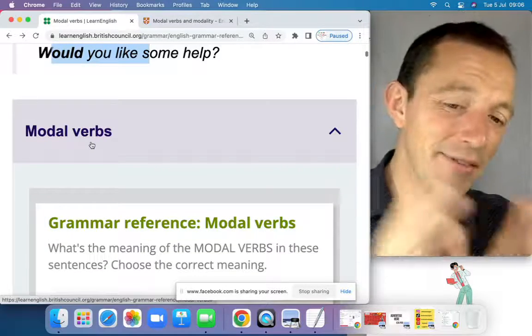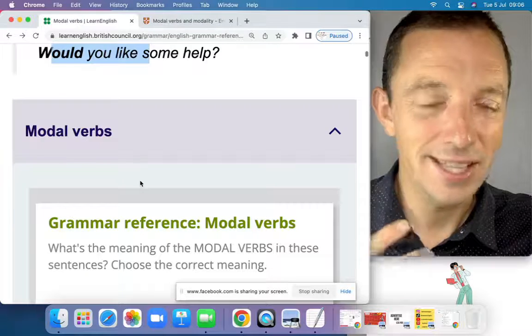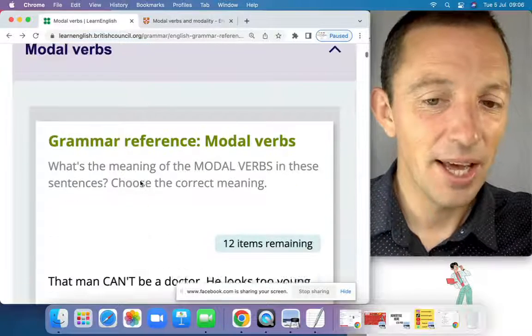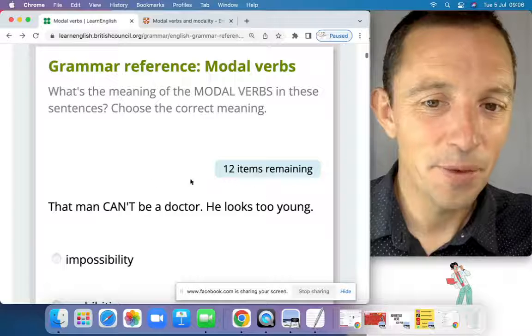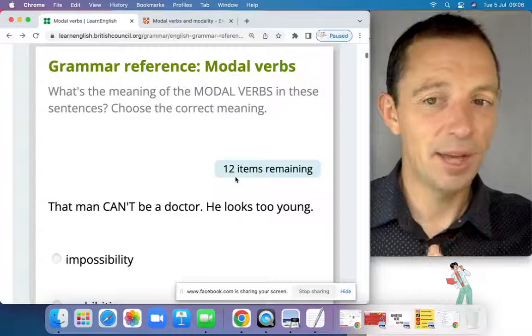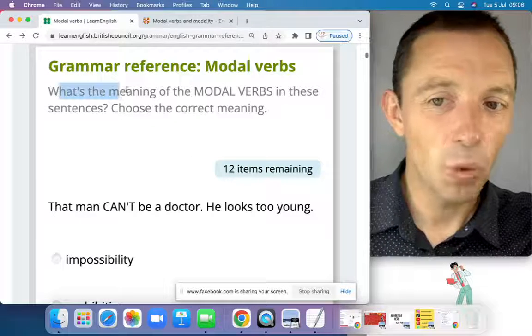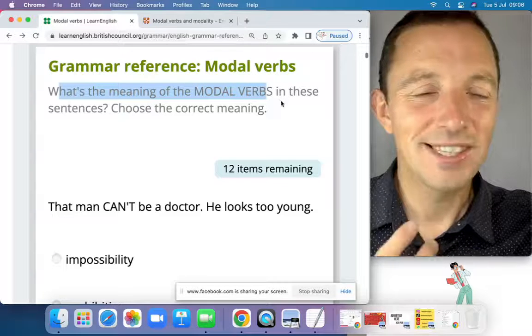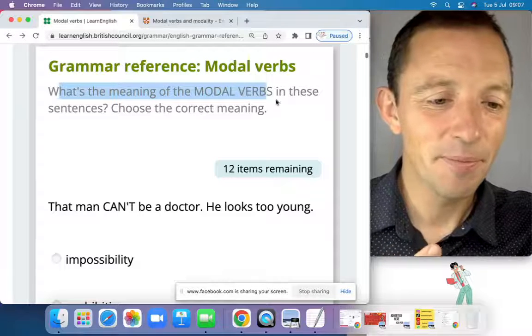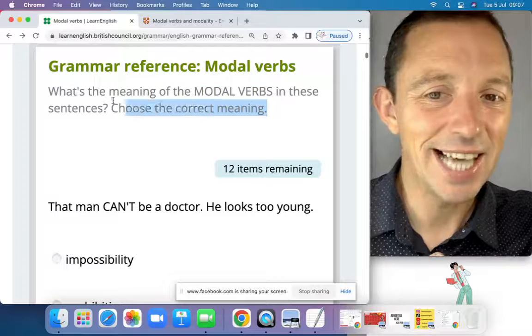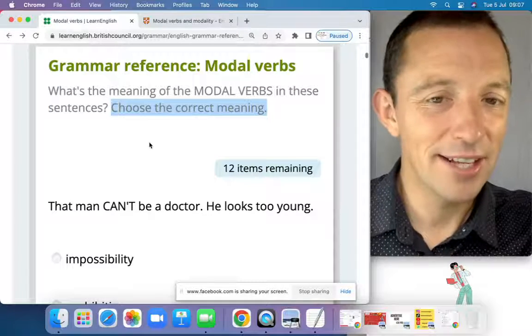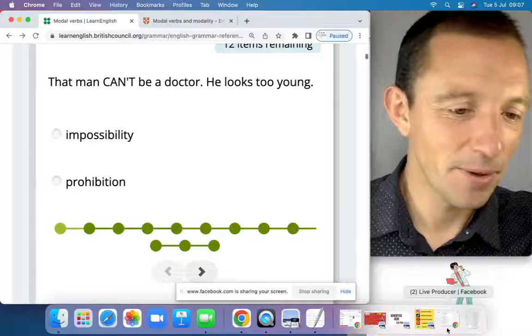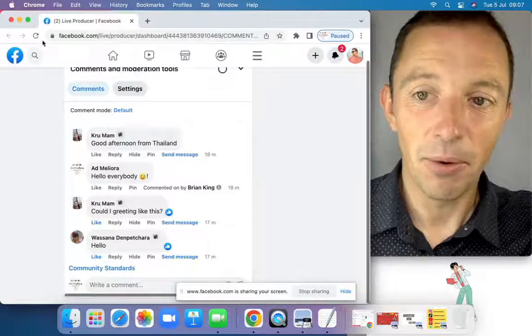So now I have explained a lot of the theory of the modal verbs. Now we have 12 questions, and the question is, what's the meaning of the modal verbs? What's the significance, the meaning of the modal verbs in these sentences? Choose the correct meaning. Okay, so that's very important.